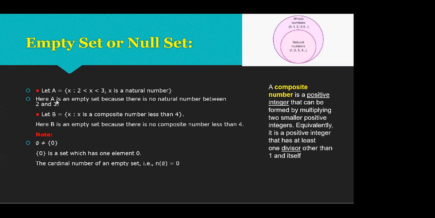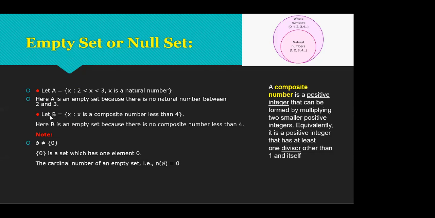Here, the set A is an empty set because there is no natural number between 2 and 3. If you remember yesterday, we talked about natural numbers. They start from 1 and go to positive infinity, right? So what natural number or whole number is in between 2 and 3? Nothing, right? We don't have a natural number in between 2 and 3. So it would be considered an empty set or a null set.